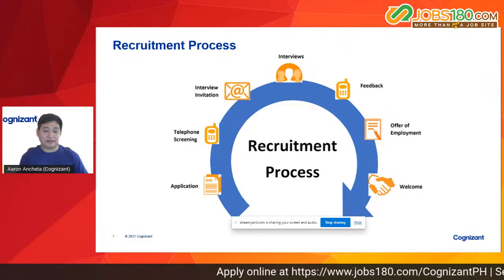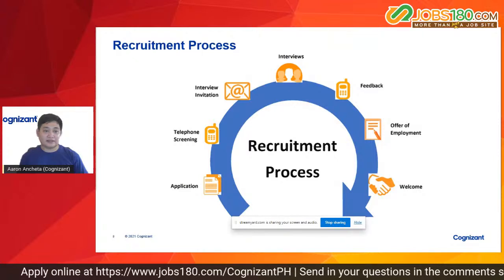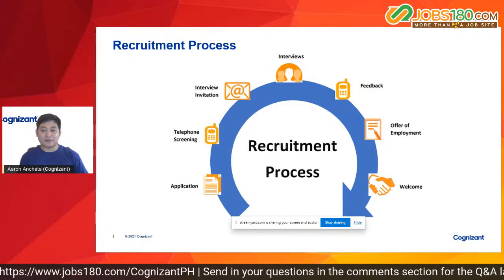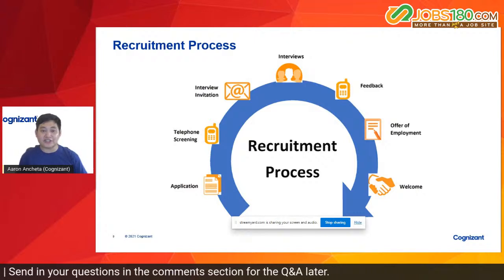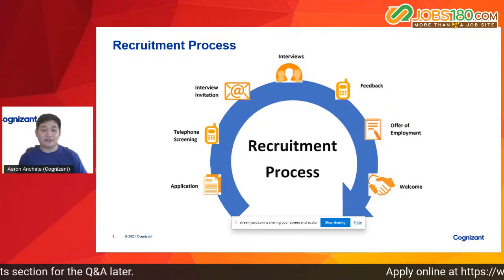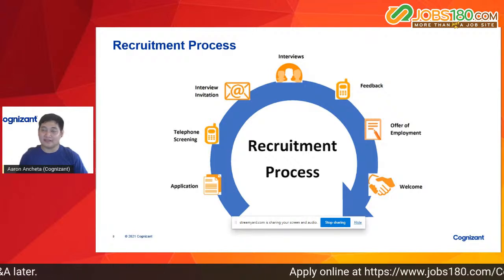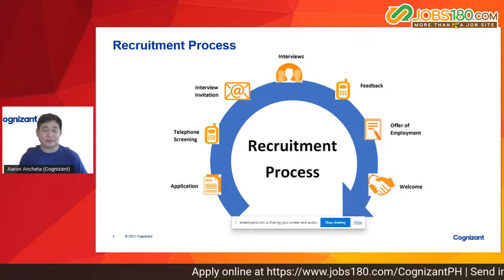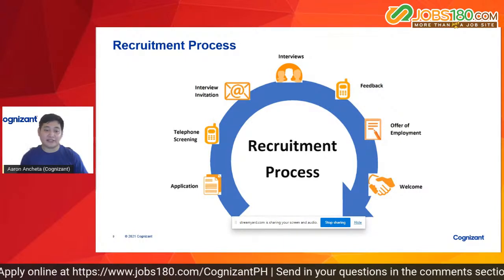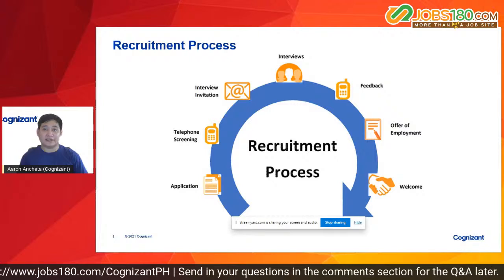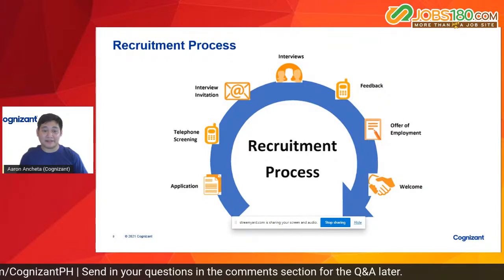The next stage is the telephone screening. This is where the sourcing partner would contact you and initially screen you based on the job descriptions that they have. This is the typical HR interview. Some companies put the HR interview on the first layer of their screening. Some companies put the HR interview on the last part of the interview process.